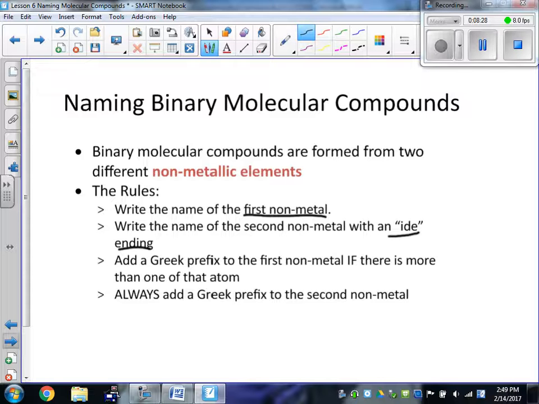If there's more than one of the first element, so if we have two or more of the first element, we need to use a prefix. Okay, so like 2 or 3 or 4, we'll use a prefix. The second element always needs a prefix. Okay, and we're going to go through lots of examples here, so please pay attention, ask if you've got any questions. So the only thing with the first one is we just name it like it is. We do not need a prefix if it's 1, but if it's 2 or more, yes. The second element, we always need a prefix. We always need to put "ide" on the end.